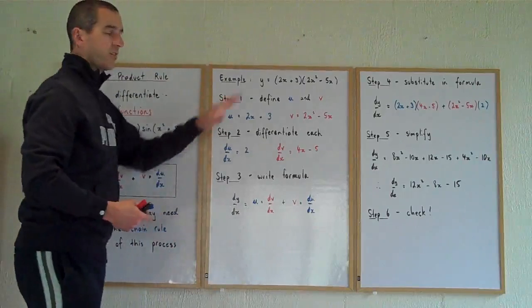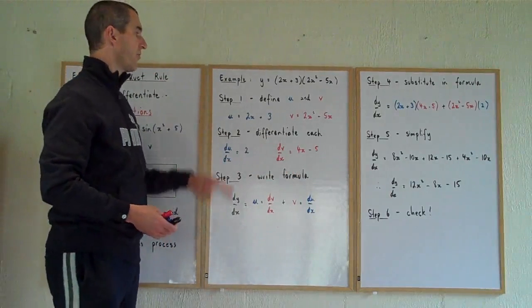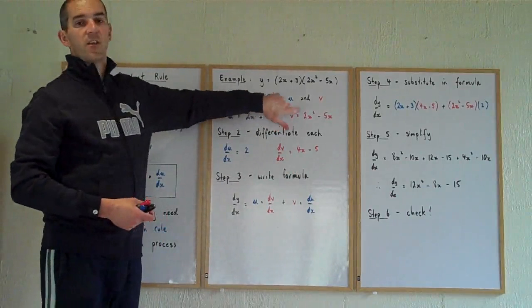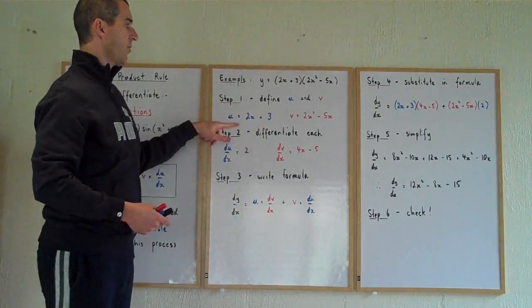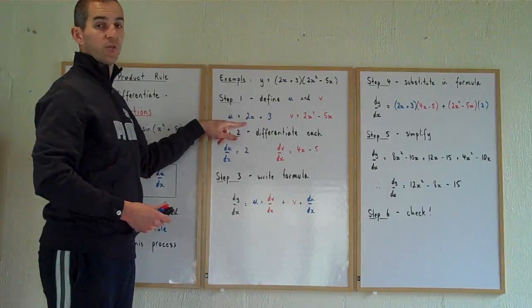So our steps, and I've got a 6-step process here that we're going to follow through for all of these cases. We're going to define u and v. And again, I've colour-coded it for you. So the first part here, u is going to be 2x plus 3.